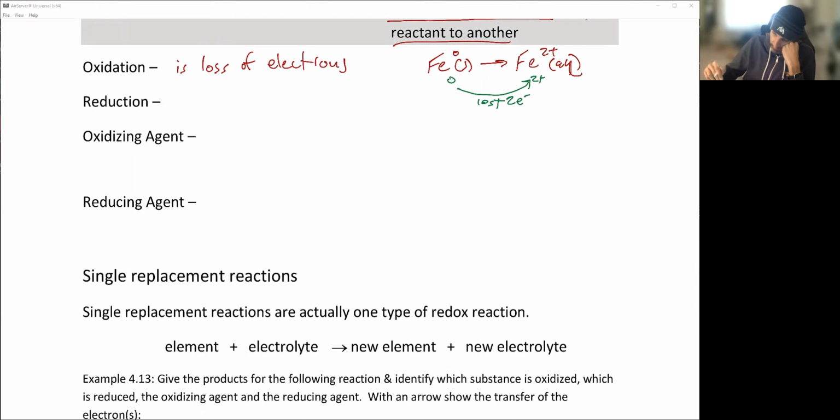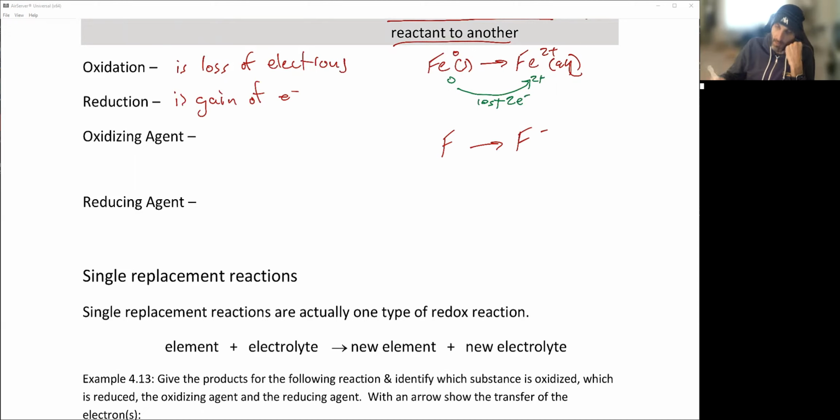Reduction is the gain of electrons. So fluorine going from F to F-, this has gained 1 electron. Okay, so it's gone from F to F-, and we're going to learn how to take care of those in just a bit. And so reduction is the gain of electrons.